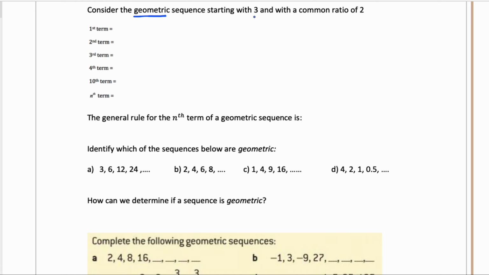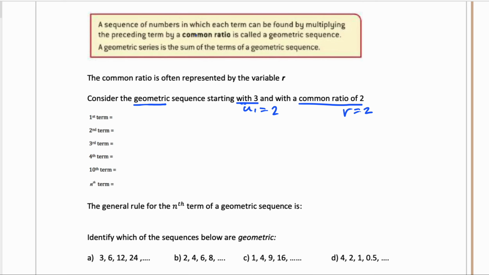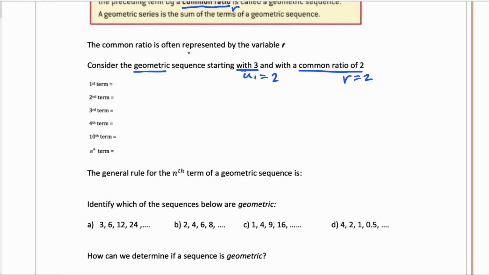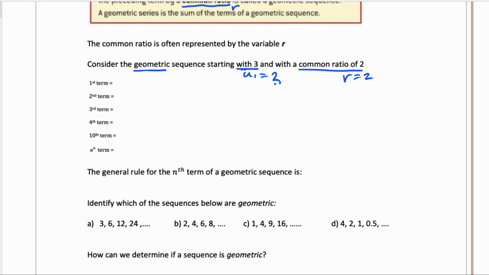Okay, so let's say we have a sequence starting with 3, and that's the first term, and we have a common ratio, which we call R. So in a geometric sequence, each term can be found by multiplying the previous term by a common ratio, which we call R. In this sequence, if we start with 3, then we keep multiplying by 2, and we get 6, 12, 24, 48, 96. So it's multiplying by 2 each time.